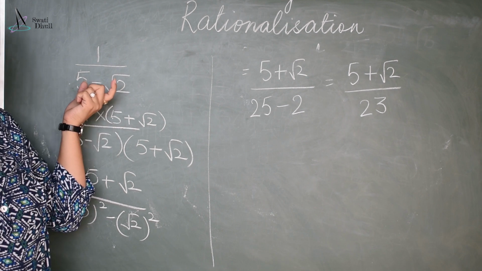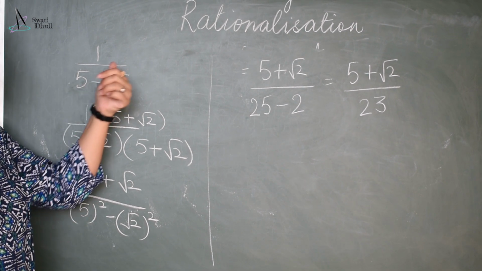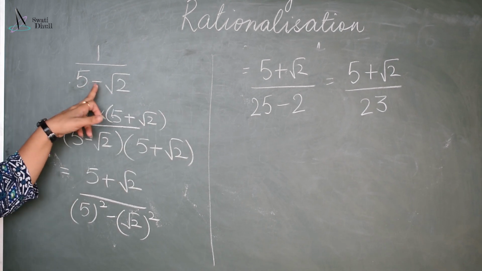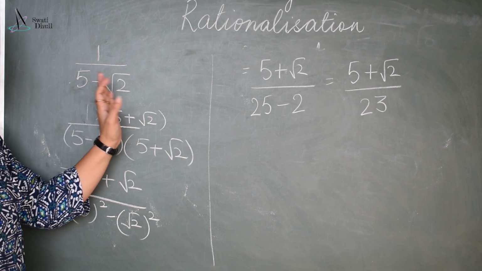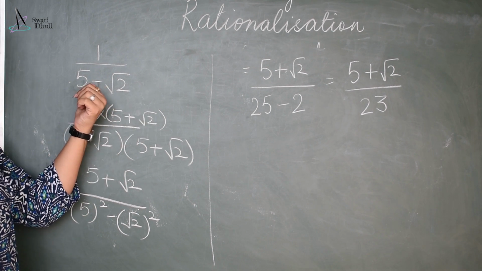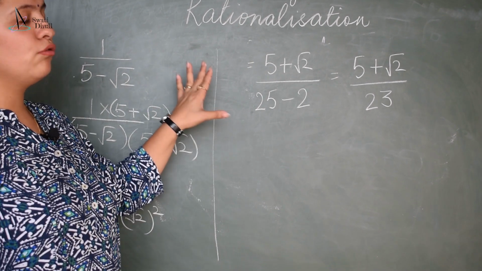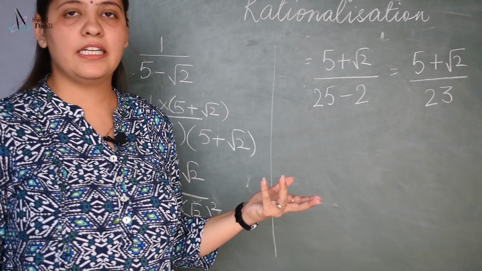You need to just see what your denominator is and find the conjugate of it. To find the conjugate, if you have a minus sign here, the conjugate will be 5 plus root 2. If it is plus, your conjugate will be 5 minus root 2. This is how we need to find the conjugate first, and then we can rationalize the denominators.